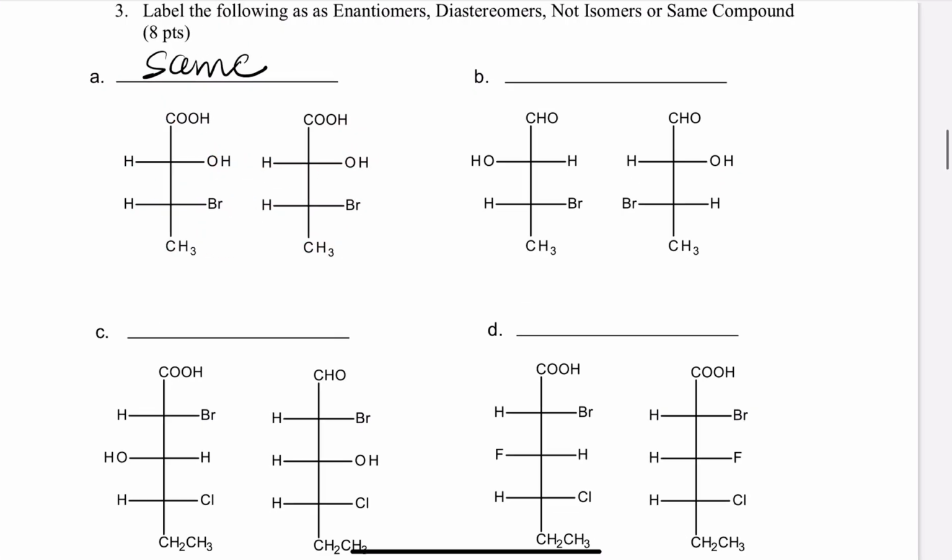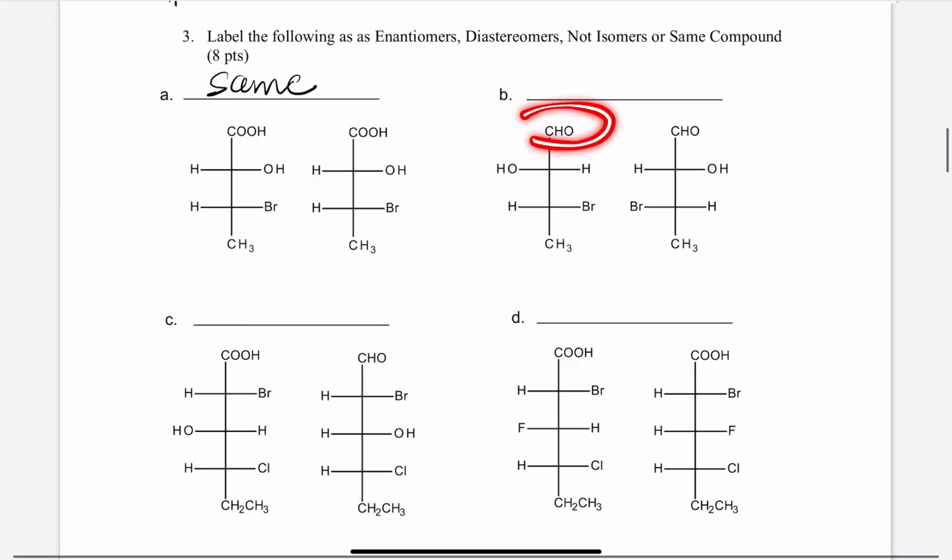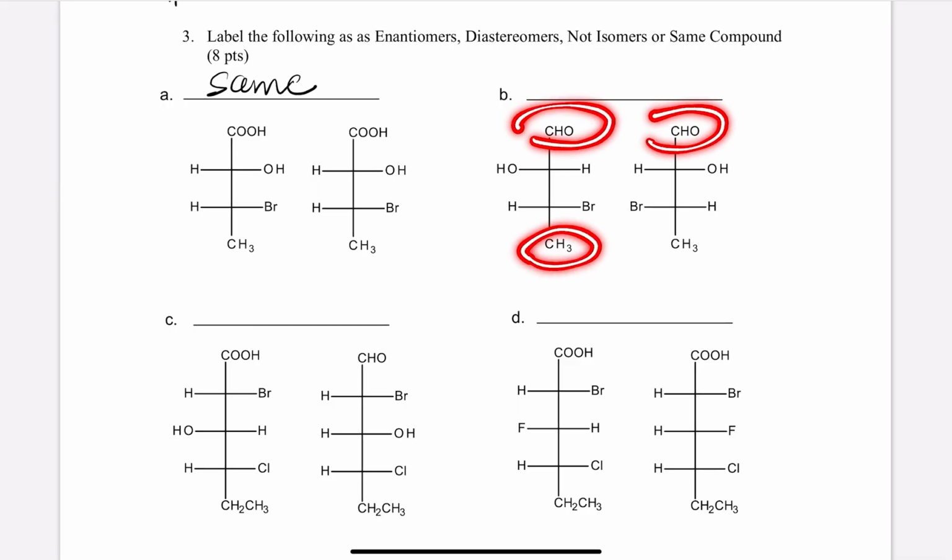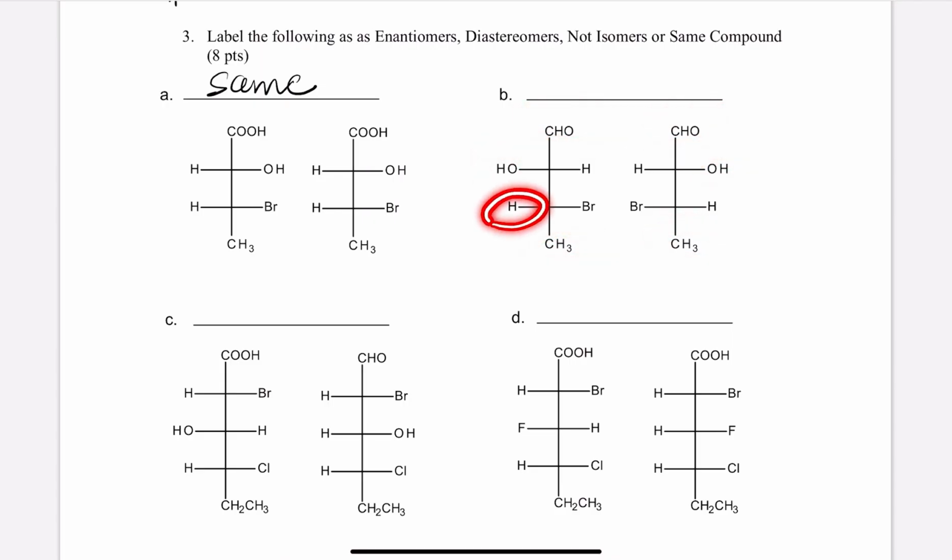Now let's look at the next one. We got CHO, CHO, CH3, CH3. We got OH, OH. We got hydrogen, hydrogen, hydrogen, hydrogen, bromine, bromine. So they have the exact same elements and the same amount of them, like one bromine, those two hydrogens, whatever. Everything's the same, so definitely isomers.